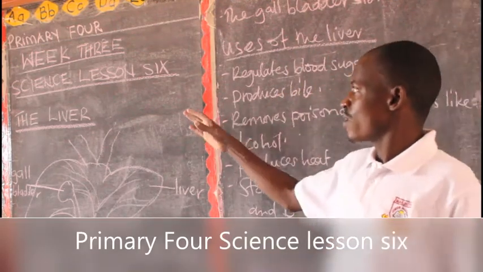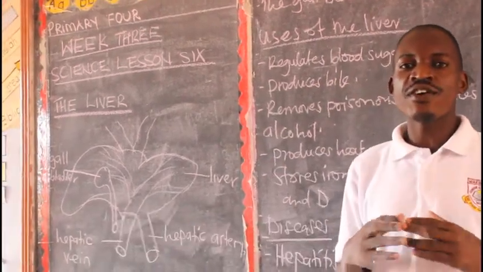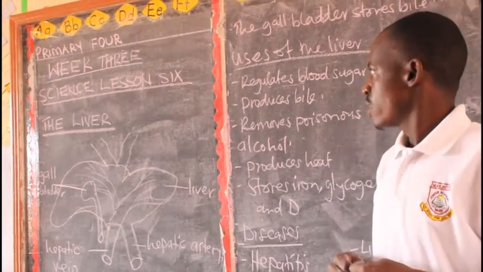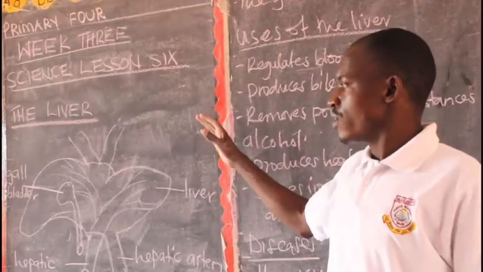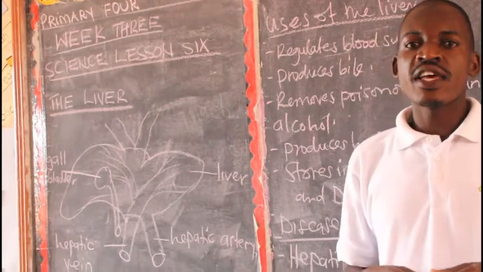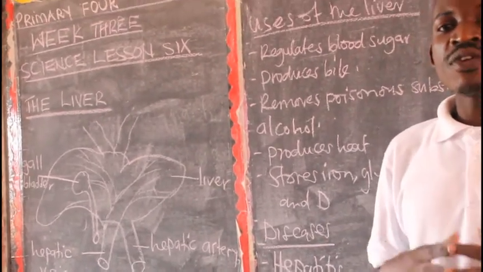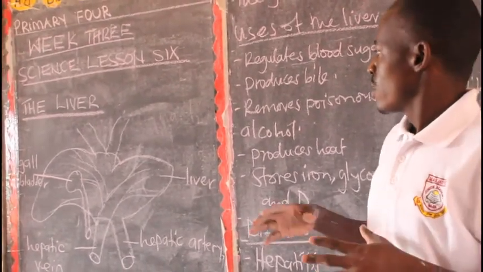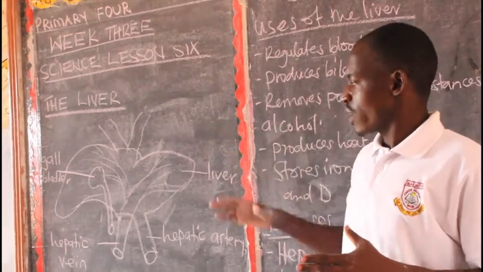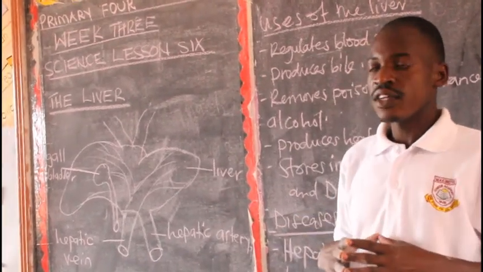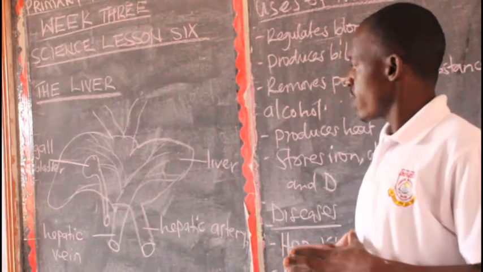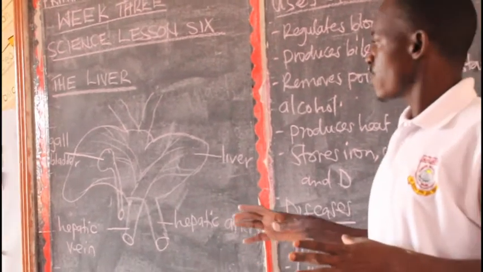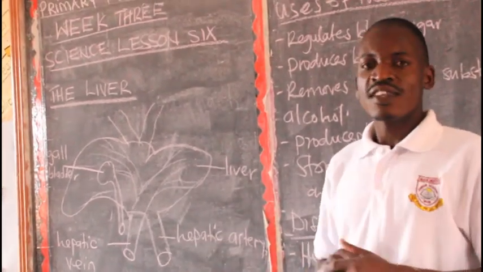Today, we are looking at the liver as one of the body organs. The liver is found in the upper part of the abdomen or abdominal cavity. And here is the structure of the liver. When you look at the structure of the liver, we find the liver is surrounded by many blood vessels.